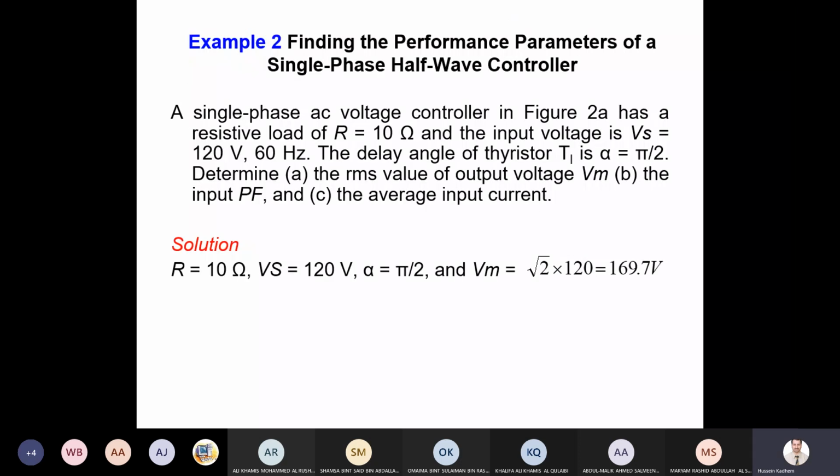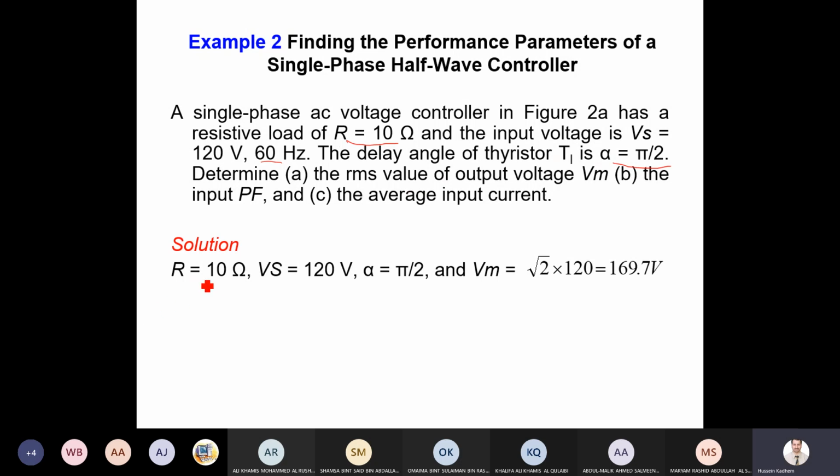Let's apply this example. By the way, it's almost the same example, the same procedure, just the circuit is different. I mean, when the circuit changes, the equations we use are different. A single phase AC voltage controller has a resistive load R of 10, and the input voltage Vs is 120 V at 60 Hz, the same supply. The delay angle of the thyristor, the triggering angle alpha, is pi over 2. Again, determine the RMS output voltage, the input power factor, and the average input current.